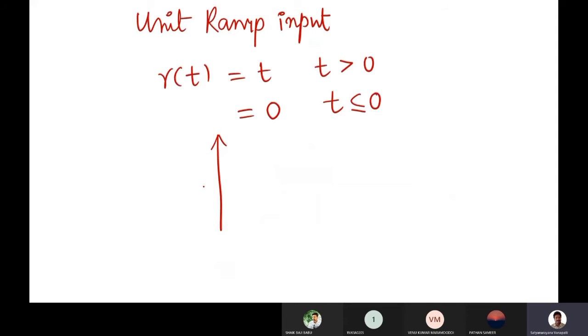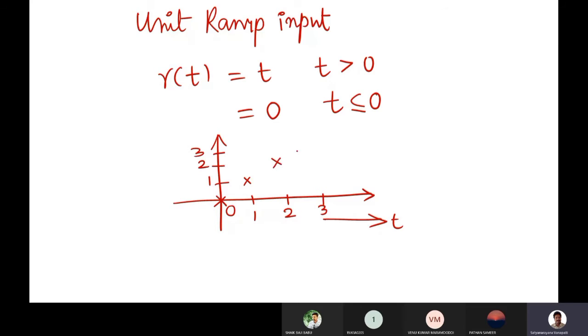If you represent this R of t on time scale, this is time. This value is 0 on the horizontal axis, 1, 2, 3. On the vertical axis, 1, 2, 3. So when t is equal to 0, its value is equal to 0. When t is equal to 1, value is equal to 1. When t is equal to 2, its value is equal to 2. When t is equal to 3, value is equal to 3. If you join these points, we are going to get a straight line.